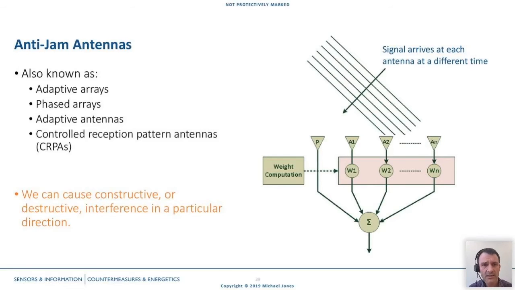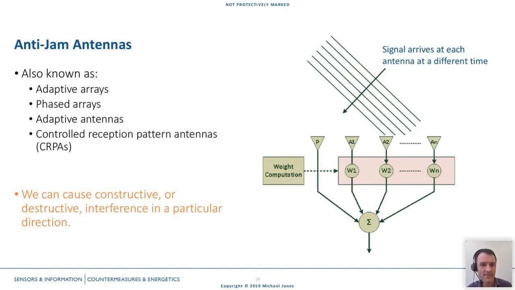And then if we look at that signal that's arriving, so that could be a satellite signal, or it could be a jamming signal that's arriving from the side there. You can see that it's arrived at antenna A2 before it gets to antenna A1. And later on still, it will get to the primary antenna P. So you can see that signal will arrive at each antenna at a slightly different time. And if you look underneath the auxiliary antennas, you can see some things called W1, W2 to WN. Those are what we call weights. And weights you can think of as just phase shifts for now, if you want to think about it in simplified terms, just a phase shift.